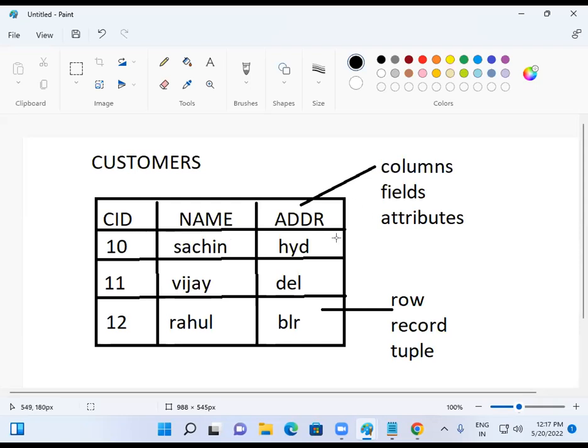Okay, then. What is this, 10, Sachin, HYD? They are called values. 10 is a value for customer ID. Sachin is a value for name. Delhi is a value for address. So what does a row contain? A row contains field values: value for ID, value for name, value for address. So this is the table, a simple structure.